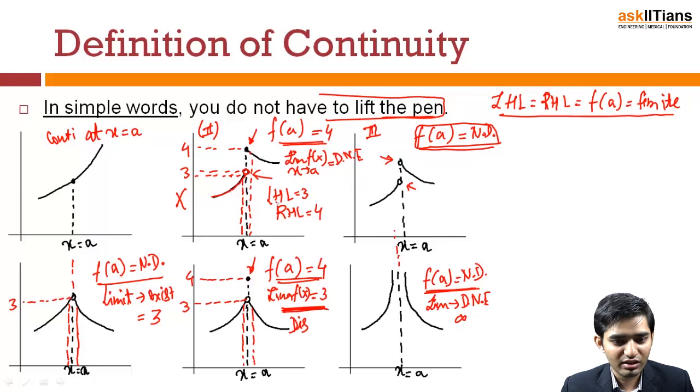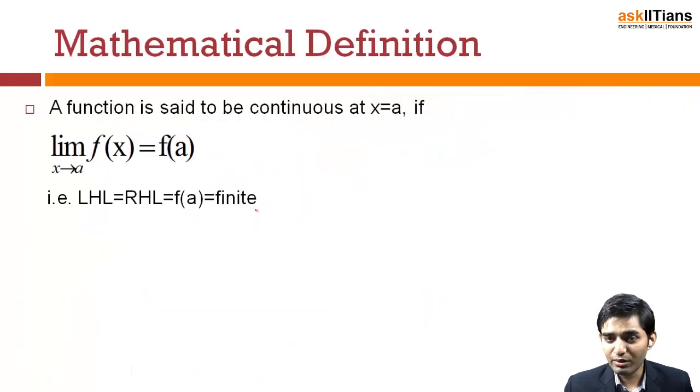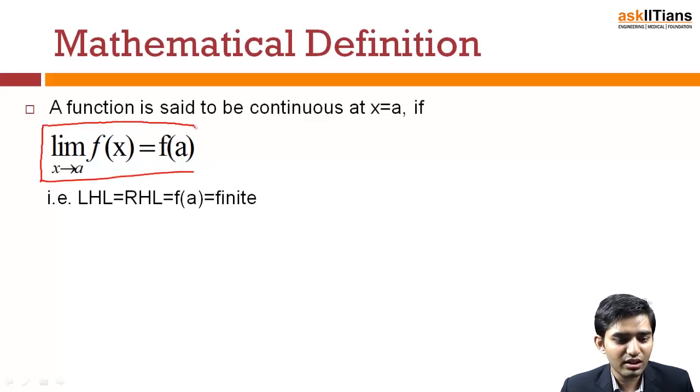Now let us go to the next slide. What is the mathematical definition, right? The mathematical definition is the same that I told you just now, which is that the limit of the function is equal to f of a, right? Now, limit of the function is equal to f of a means the limit should be defined first of all, right? Then only the limit will be equal to f of a.